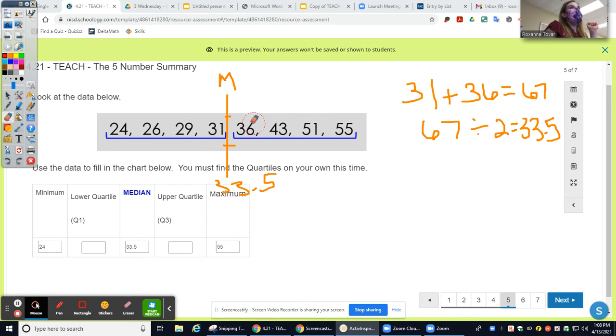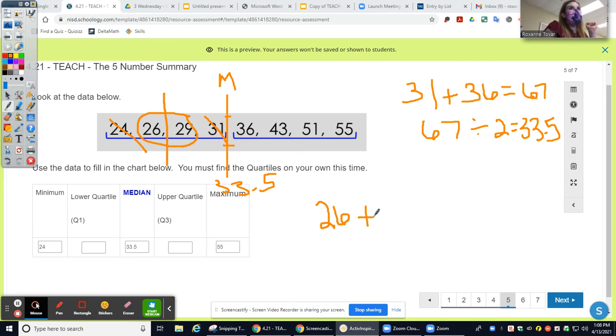So out of the first half, we want to find the median. So we're going to go 1, 1, and then we have 2 in the middle. So we want to find what's exactly between 26 and 29. So we have to add it up.